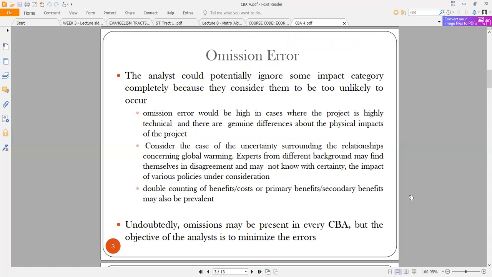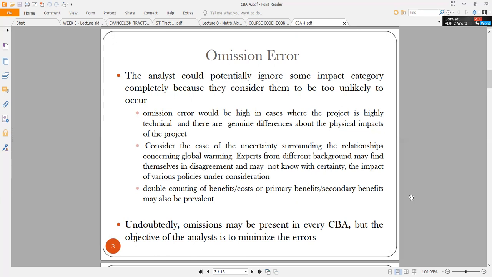Now, we should understand that it is not possible for an economic analyst to do CBA and not omit any impact. It is not very possible. Definitely some of the impacts are going to be omitted, but we should try our best to minimize it. Most of the time, when we are not very certain of the physical impact of the project, we tend to forget some of the impacts that might be associated with the project. So we tend to leave some of the impacts out, be it benefit or cost.